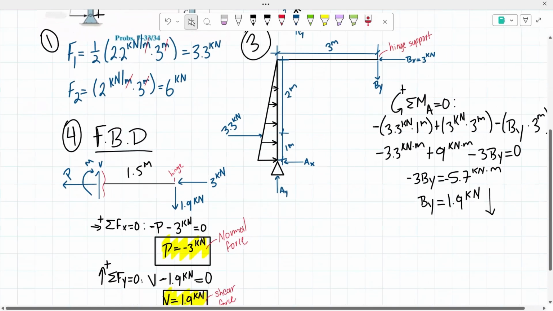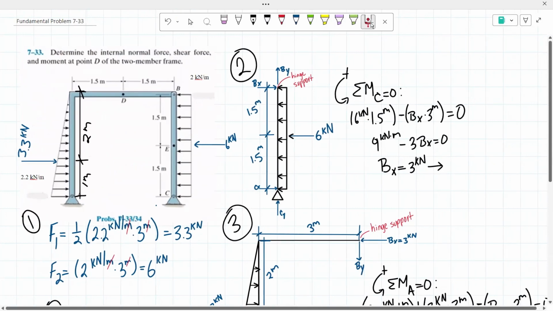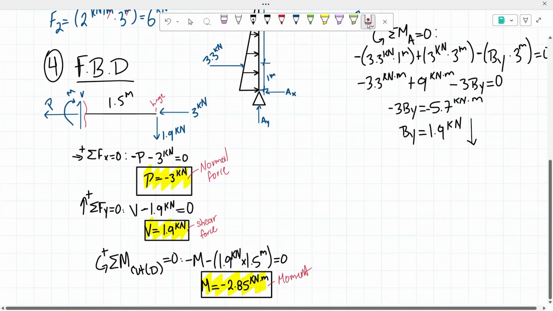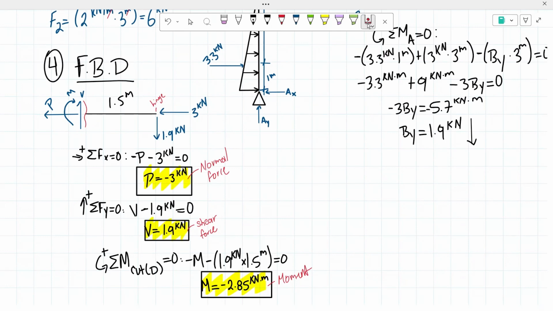And then from there, I simply just drew out a free body diagram of this part of the frame, and I included the cut and the direction of my shear force, normal force, and moment based on the sign convention. I simply just took the sum of the forces in the x direction to solve for the normal force, the sum of the forces in the y direction to solve for our shear force, and the sum of the moments about the cut to solve for our moment.